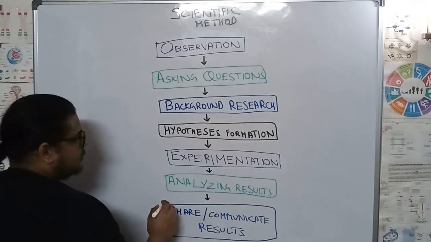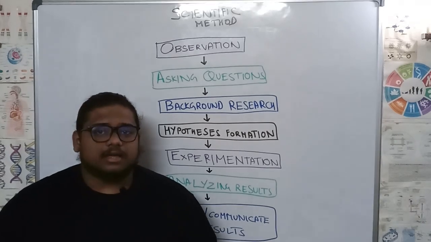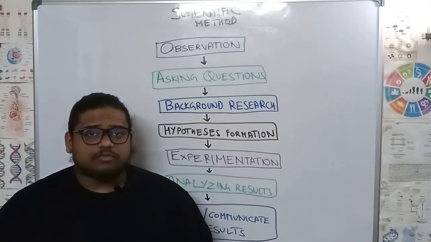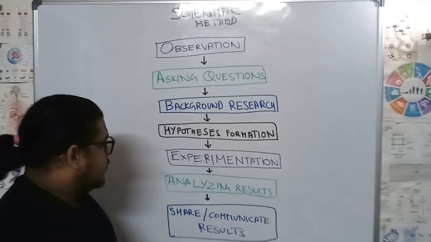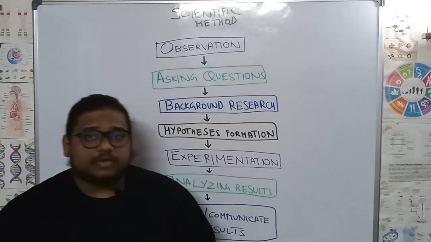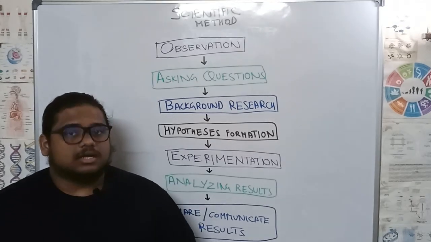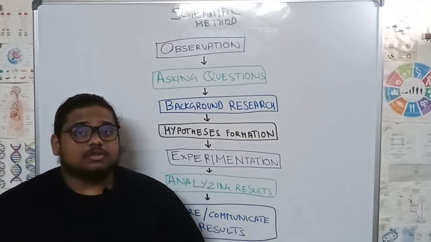Then the next step is analyzing results. Whatever results came from the experiments you did, you analyze the results carefully, very properly, in which you see trends and patterns. Then the final step, which is to share or communicate the results. Whatever you find, you communicate the results with others, so that they can also know about the problem and the solution that you found out.